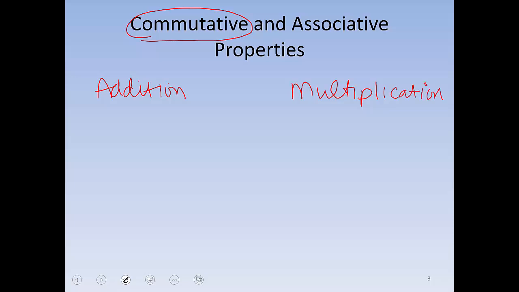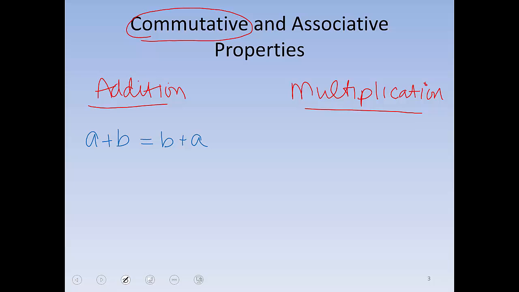So commutative, if you think of the root word, it means to commute, to move. And that's what we're going to be talking about, to move around. Talking about the commutative property of addition, what we're really addressing is whether or not we can move numbers around. So for example, if I have A plus B with real numbers, is that the same as B plus A? And the answer is of course. If I add two numbers together, it doesn't matter what order we're adding them in.